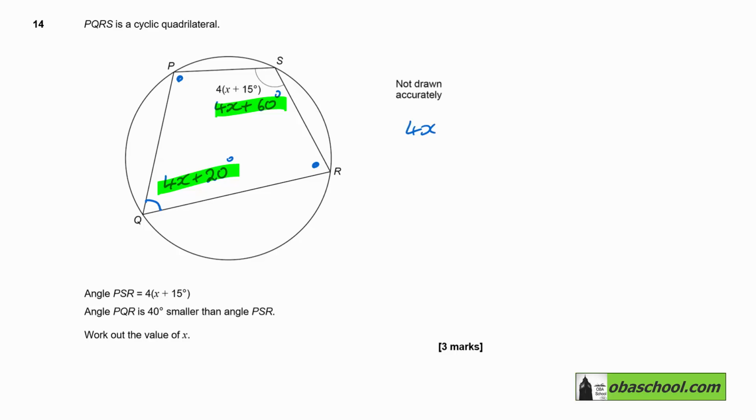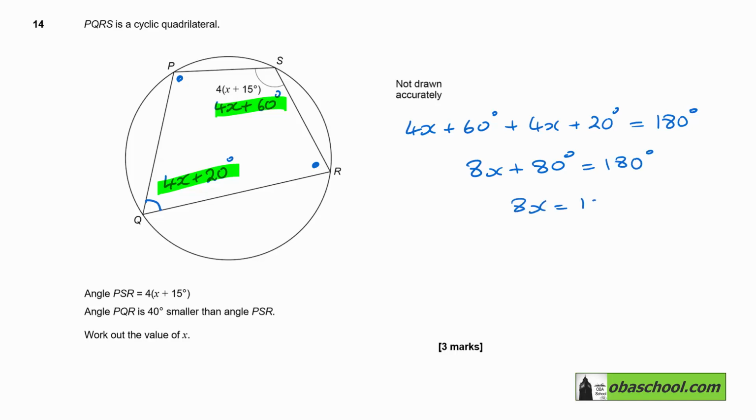So we have 4x plus 60 add 4x plus 20 is equal to 180. So 8x plus 80 degrees is 180 degrees. 8x is going to be equal to 100 degrees, and so x is 100 degrees divided by 8. X is going to be 12.5 degrees.